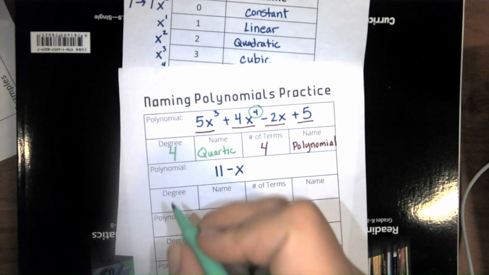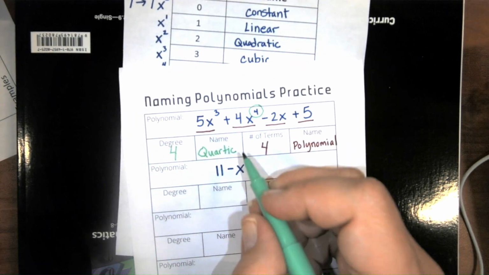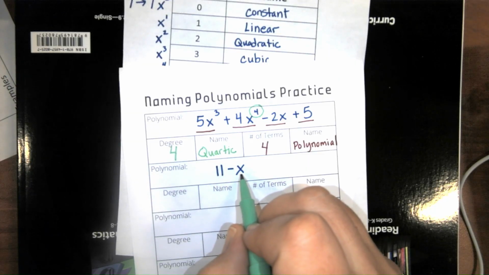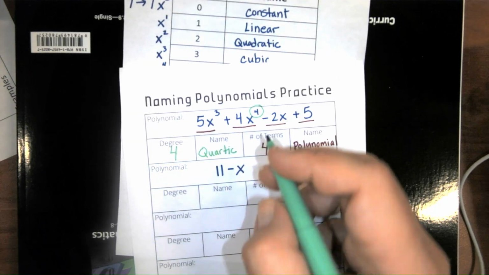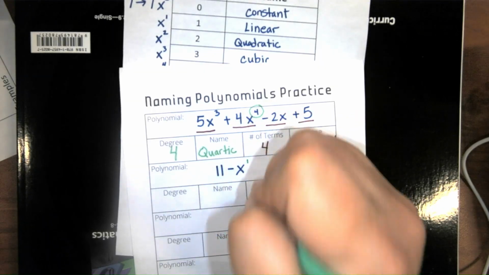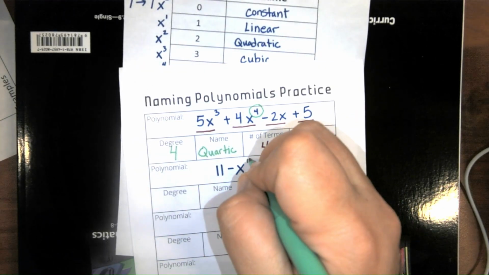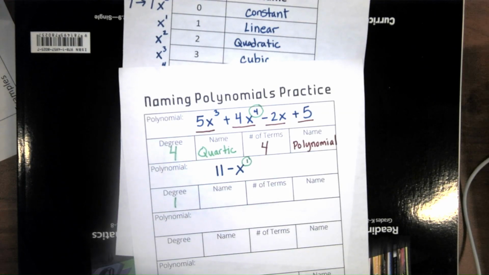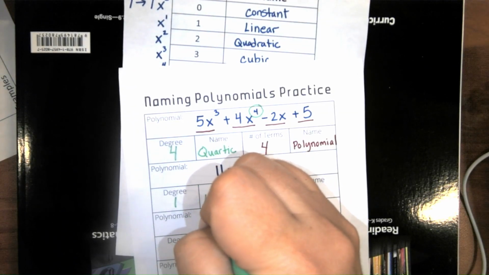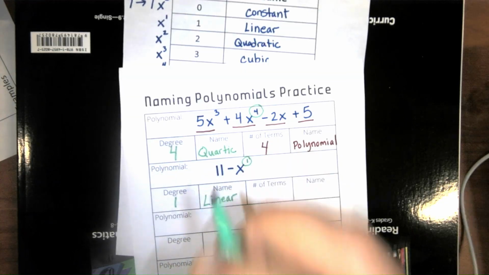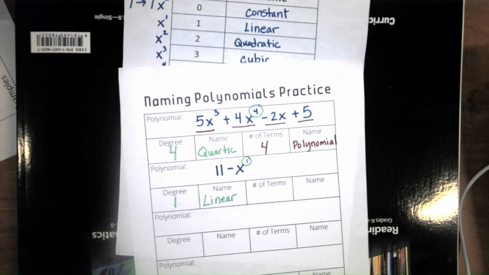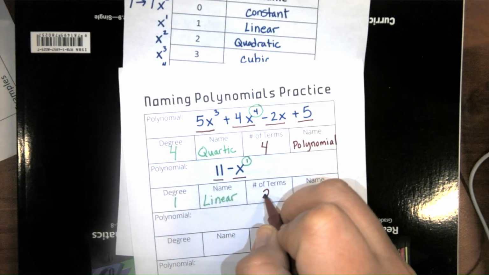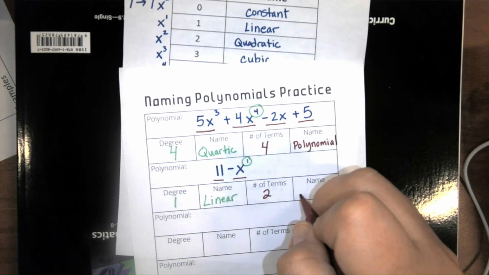So first, thinking about the degree, we got to think of the largest exponent. So this 11 doesn't have any variables with exponents. And this x is by itself, which means it has a 1 as its exponent. So the highest is going to be first degree here. First degree is called linear. And it has 2 terms. So it is a binomial.